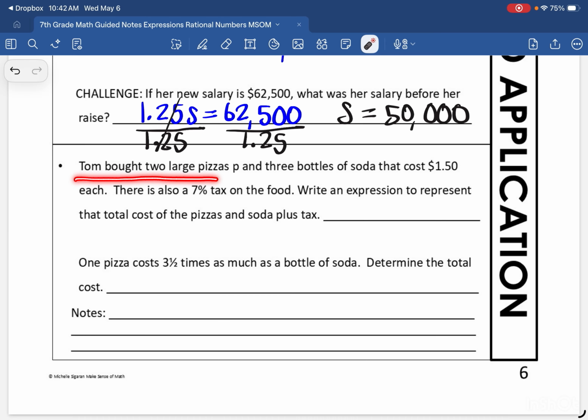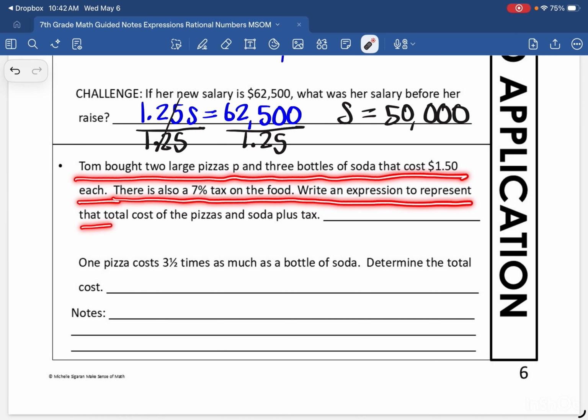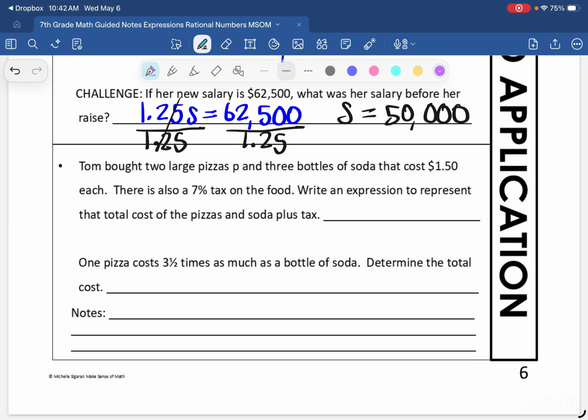Tom bought 2 large pizzas P and 3 bottles of soda that cost $1.50 each. There is also a 7% tax on the food. Write an expression to represent the total cost of the pizza and soda plus tax. All right, so the 2 large pizzas is P. So we have 2 times the cost of the pizzas, which is P, plus 3 bottles of soda that cost $1.50 each. So 3 times $1.50. And then I also need to add a 7% tax on the food.